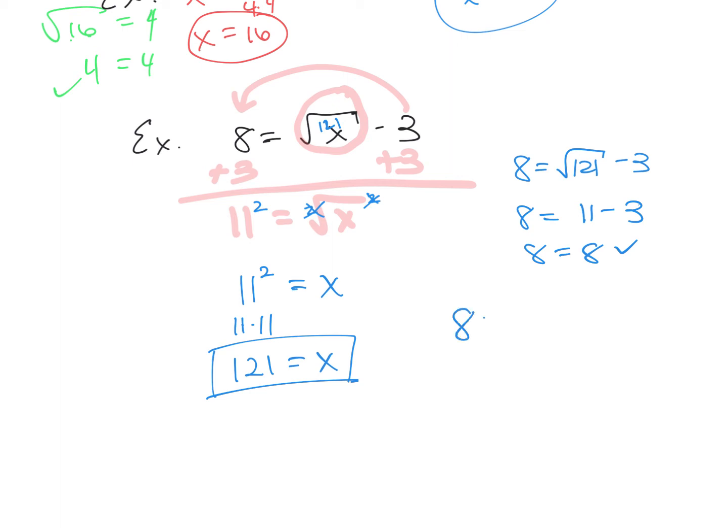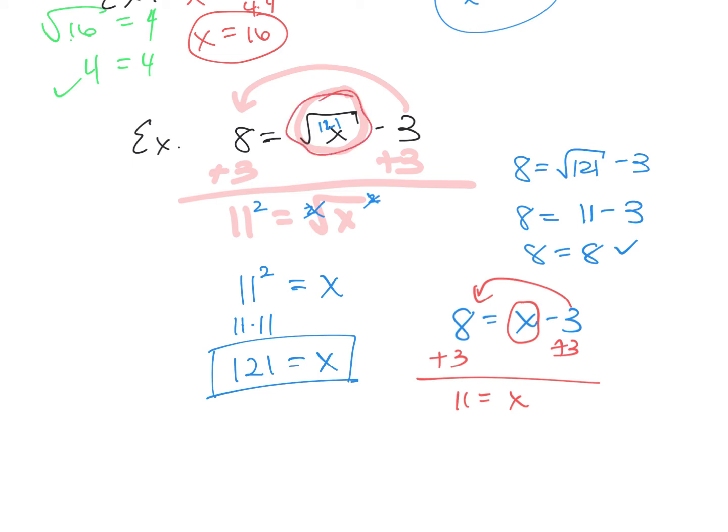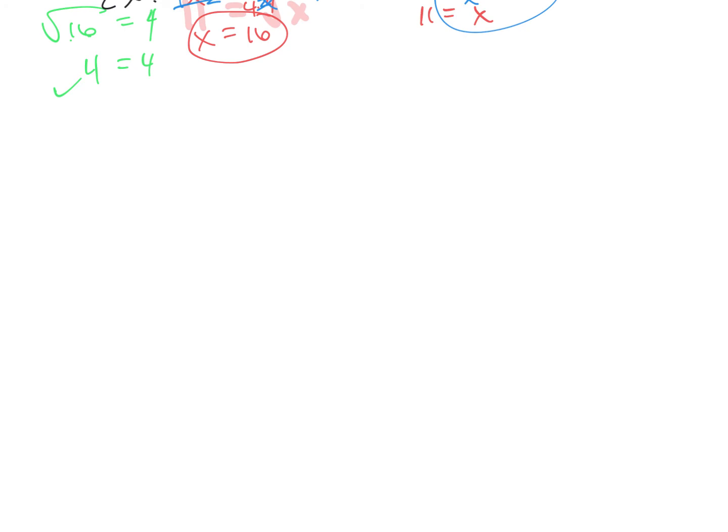So if I had 8 equals x minus 3, we would know I want to isolate x, so I want to move this over. So I want to add the 3, and 11 equals x. But now we have this radical, okay? And so that's going to be our difference here. Okay, let's look at another one.